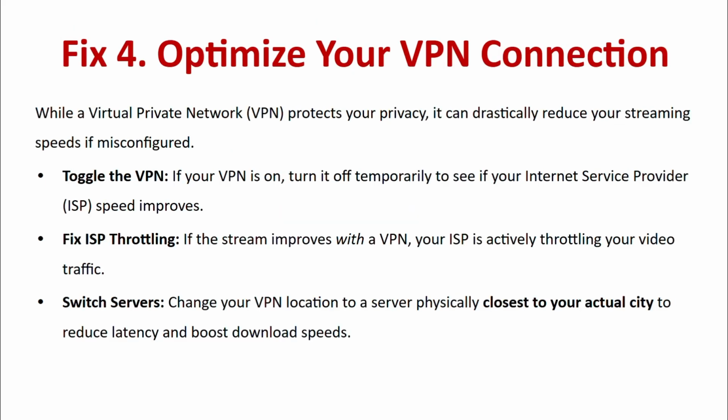Fix 4. Optimize your VPN connection. If your VPN is on, turn it off temporarily to see if your internet service provider, ISP, speed improves. And if the stream improves without the VPN, your ISP is actively throttling your video traffic. So change your VPN location to a server physically closest to your actual city to reduce latency and boost download speeds.